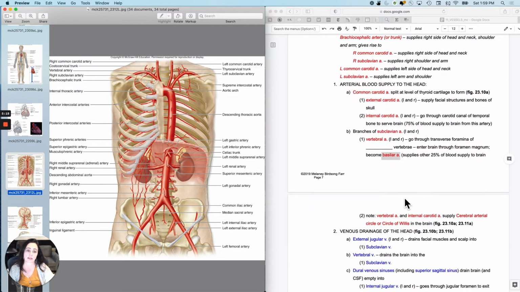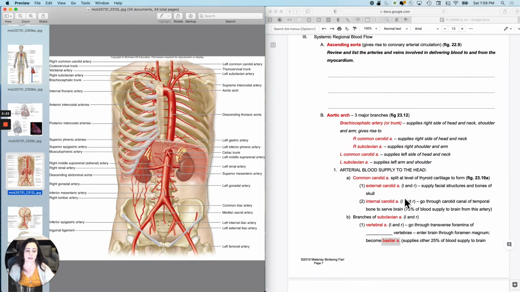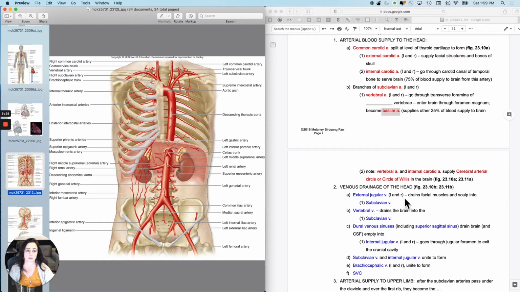So now the next thing that we're going to do is the arterial blood supply to and from the head. So let's go arterial blood supply to and from the head.